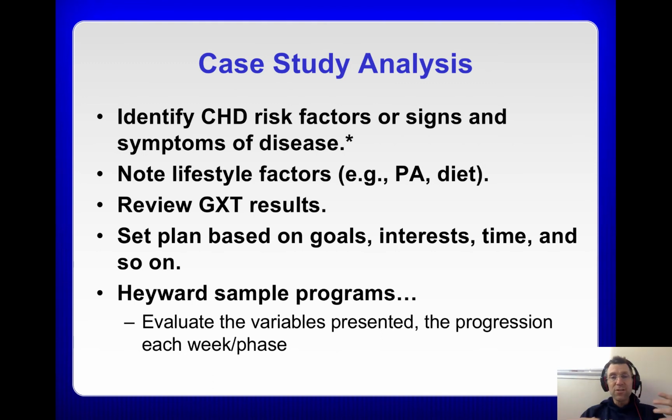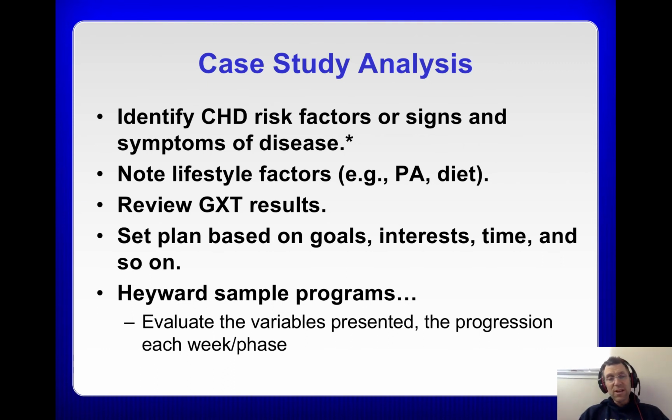Make a note of their lifestyle factors. What kind of things do they like to do? What's their diet like? What kind of habits do they have? Do they smoke? That kind of stuff. Then you review. Now we get into some of the stuff from this chapter, right? We review their GXT results. What is their VO2 max, right? How did that GXT look? Are any crazy values in there? And then we develop a cardiorespiratory fitness plan based on their goals, their interests, and all that. Check that out in Heyward. It's in the Heyward text.